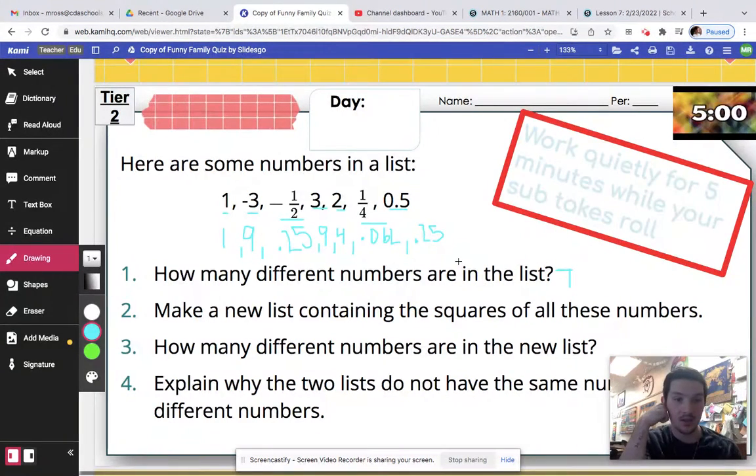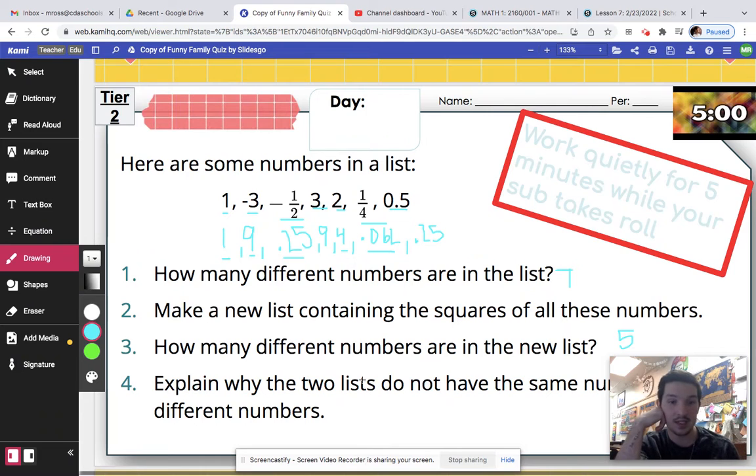Okay. Then 3 says how many different numbers are in the new list? Well, we have 1, 9 does repeat, so we only have 1. We have 2 differences. 0.25, there's 3 differences. 4 is 4 differences. 0.062 repeats. So we have 1, 2, 3, 4, 5 differences on this one.